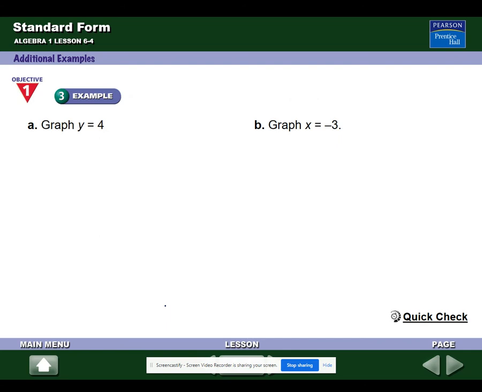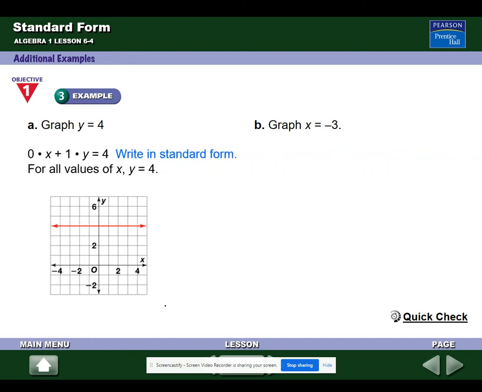Graph y equals 4. In the previous lesson, we talked about vertical and horizontal lines. Y equals 4 would be the horizontal line. I wish they would just give me the graph here, but so y equals 4. Why is that a horizontal line? Well, because the y value is always 4. So here's the point 0, 4. Here's the point 1, 4. Here's the point 2, 4. Here's the point negative 3, 4. The common theme there is the y value is 4.